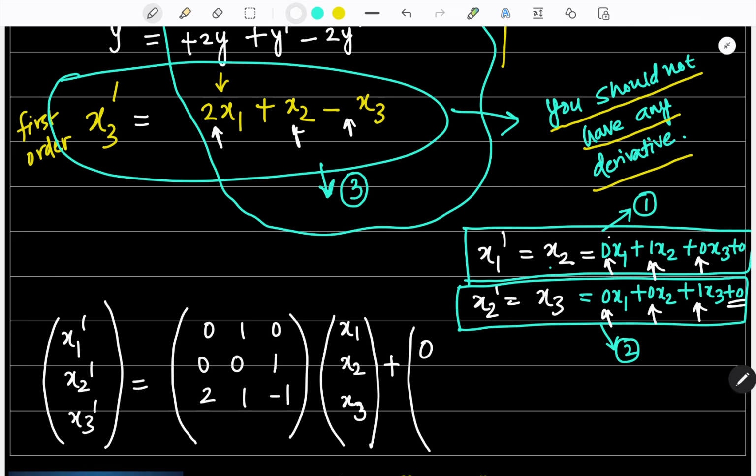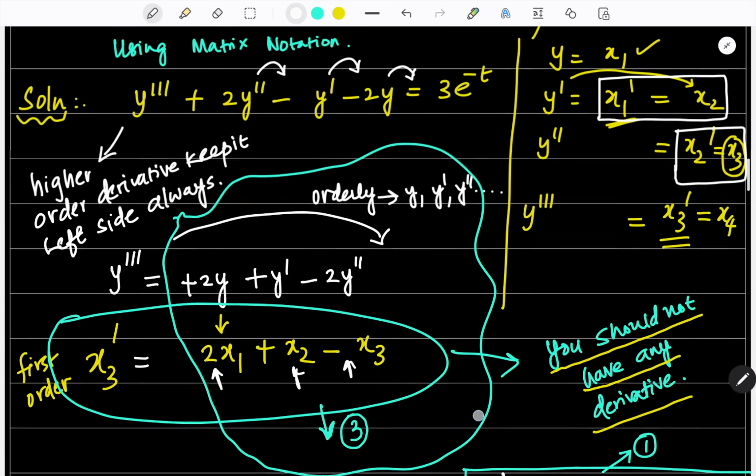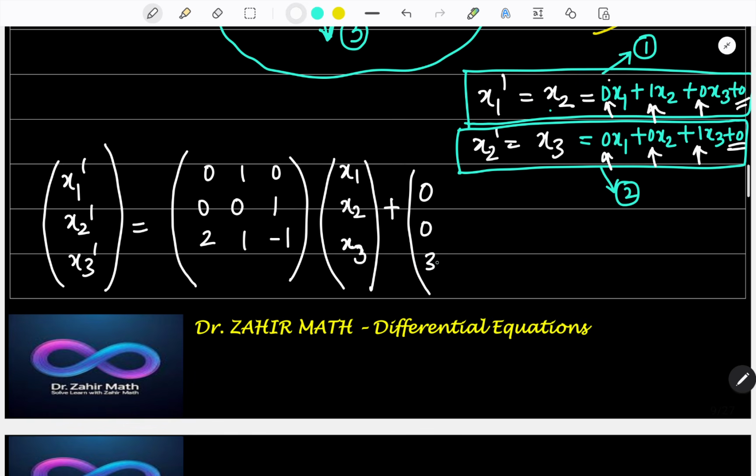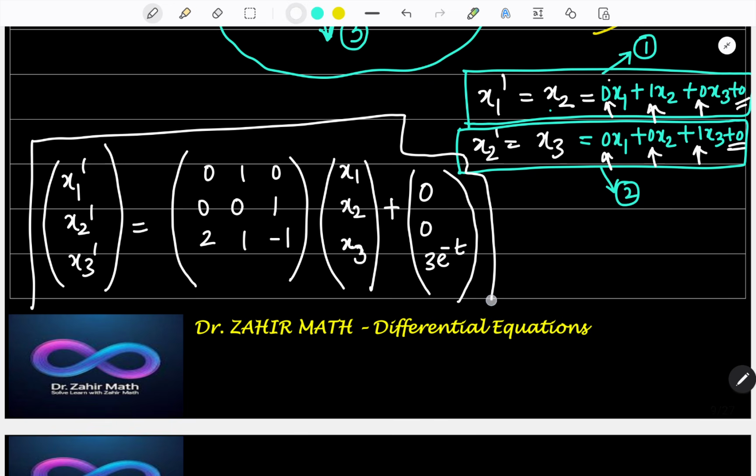Over here, it is 0. Over here, it is 0. Over here, yes, there is something. Plus 3e power minus t. So this is the way of writing the given system as a first order system, and the representation is in matrix notation. Clear all of you?